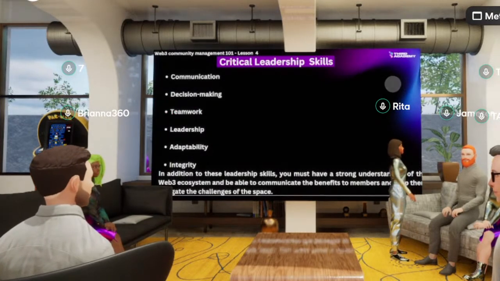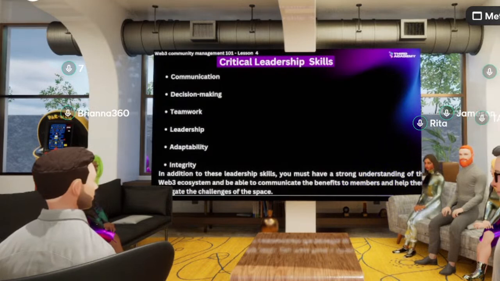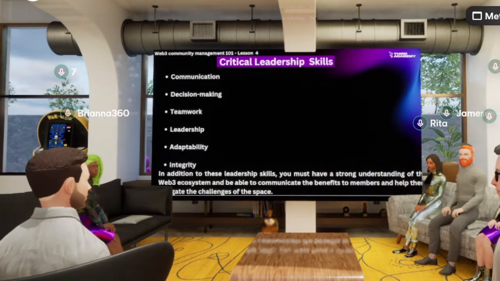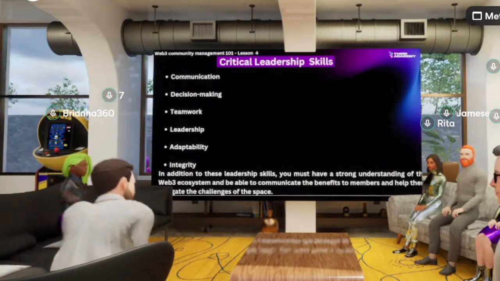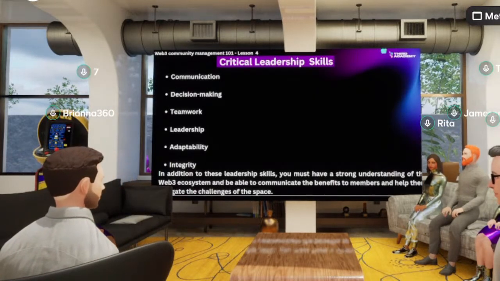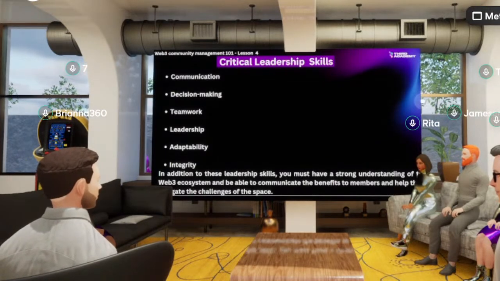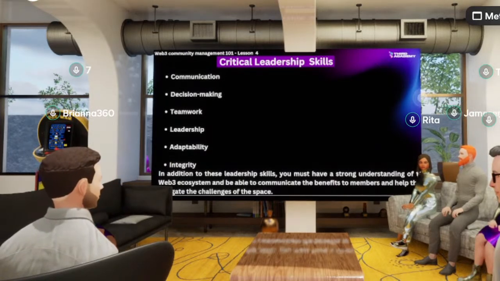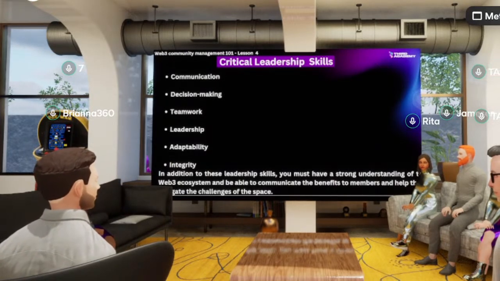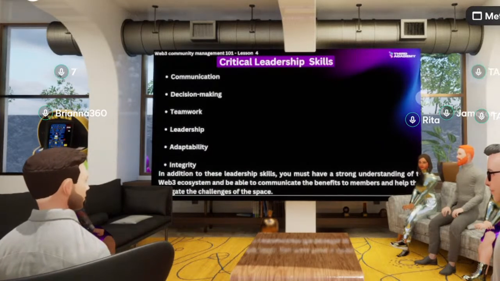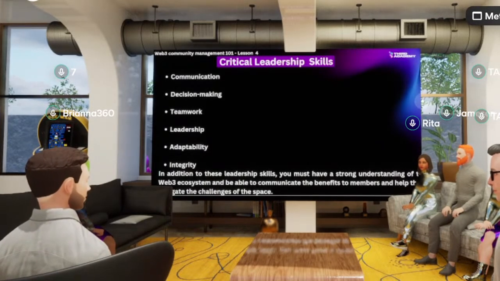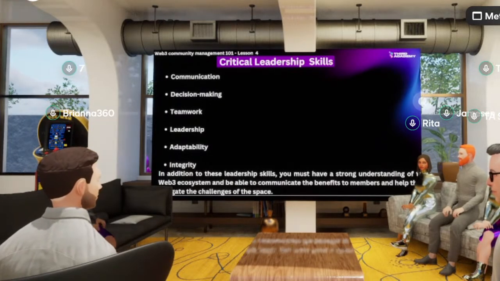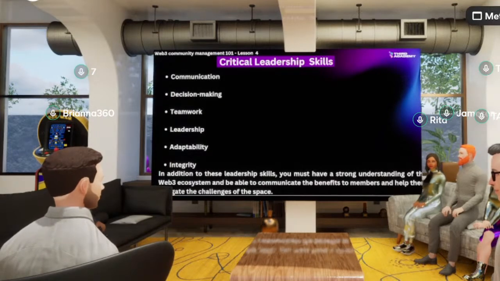Now, the first is communication. We have communication, we have decision making, we have teamwork, leadership, adaptability, and integrity. So, as a community manager, you must be able to communicate verbally and in writing with community members, clearly articulating the project goals and objectives, and listening to and understanding the community members' feedback. Now, the decision making skill is also about your ability to make decisions that are in the community's best interest.